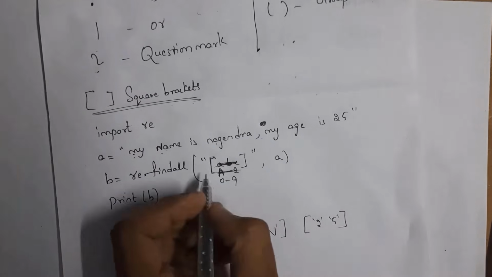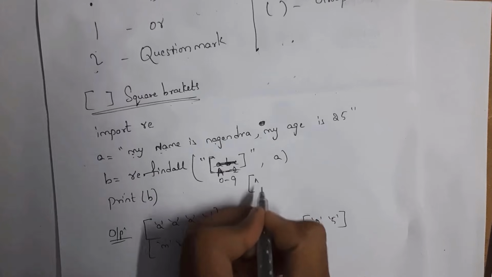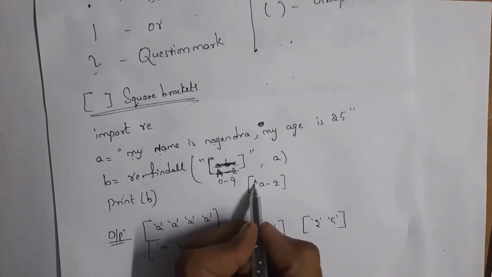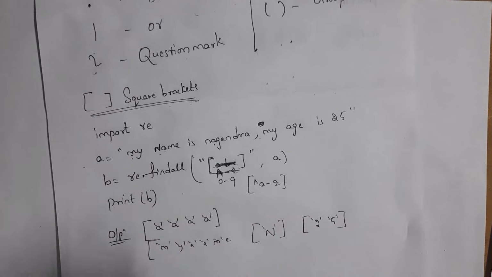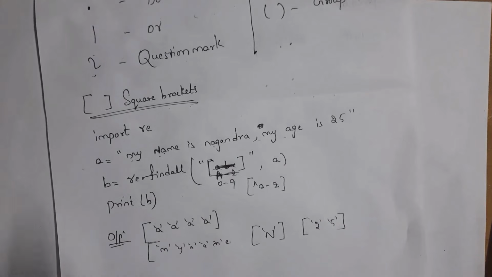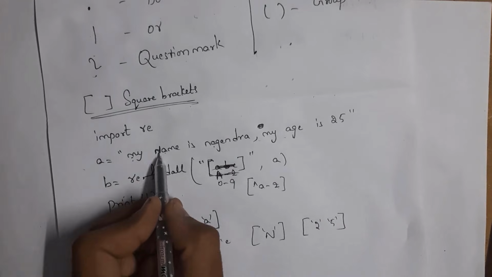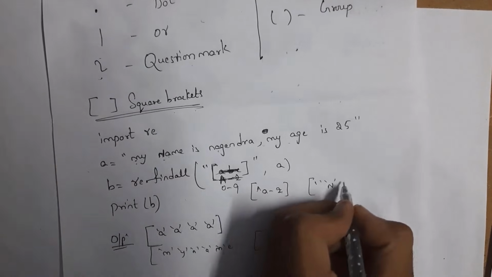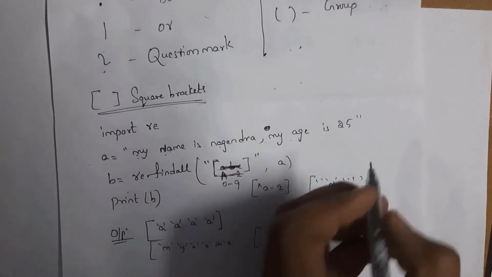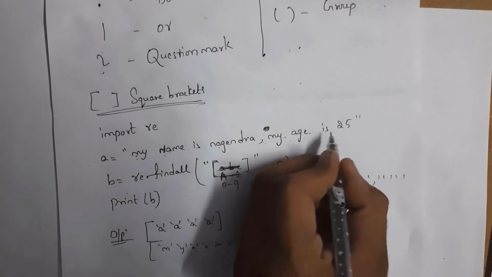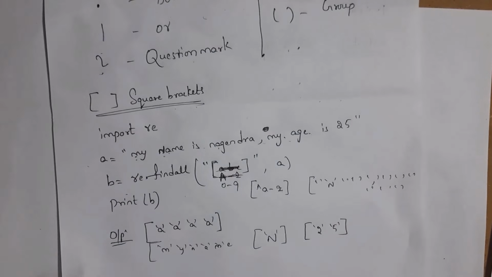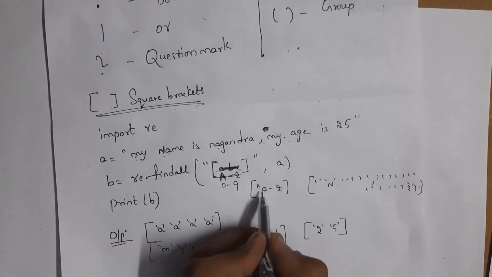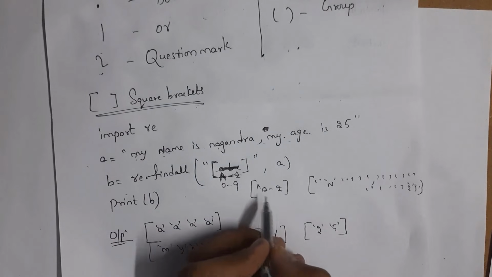This is my output. Inside square brackets, if you write the caret symbol and small a to z, the meaning is except small a to z, it will print the remaining. In this, all these are small letters, so it will skip all these characters and print only N. It will also print spaces: space, capital N, space, space, comma and again spaces, three spaces here, and it will print 2 and 5. The meaning of this is except small a to z, it will print the remaining.